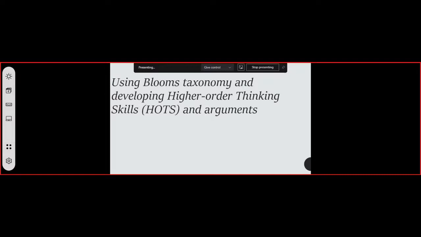Now, Bloom has a similar taxonomy, and it's very helpful when we think about Bloom's taxonomy in terms of higher order thinking skills. The acronym for higher order thinking skills is HOTS. So keep on asking yourself, am I busy with HOTS?